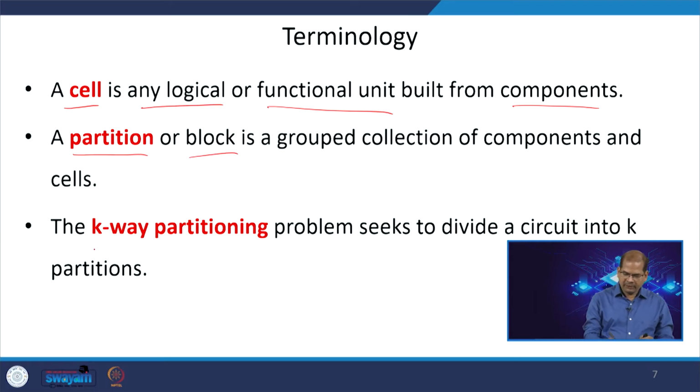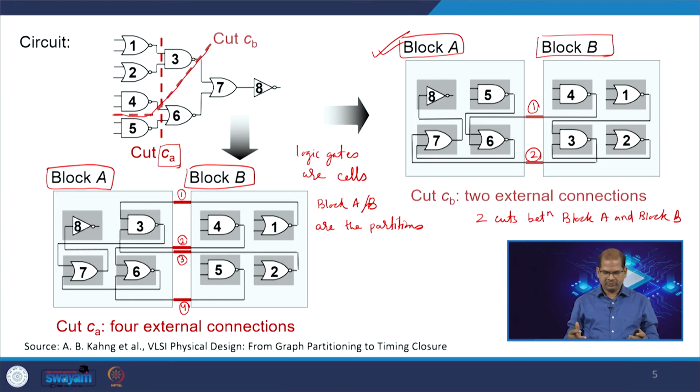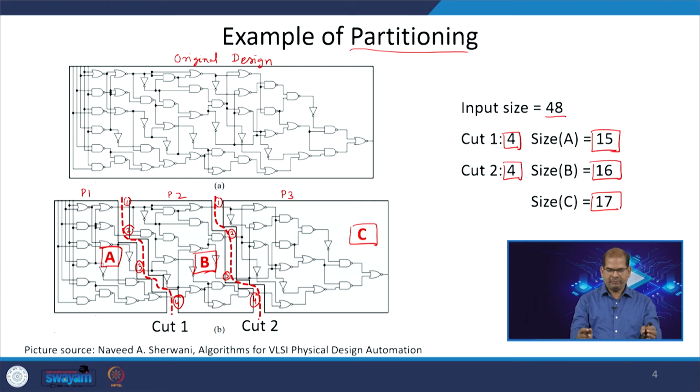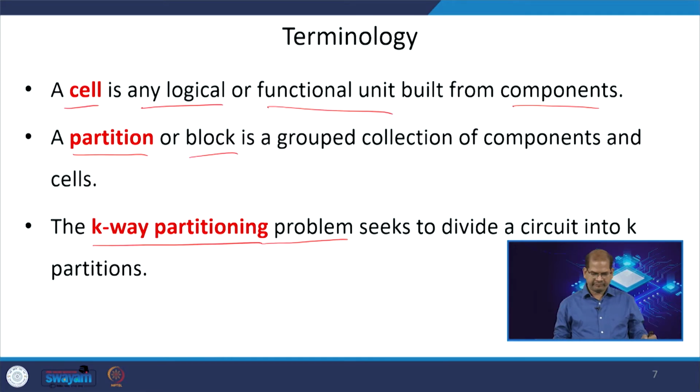Now we have the K-way partitioning problem. Basically, let us say I have a very big module. For example, on this slide, I have a very big design and I divide it into 3 partitions. So, it is a 3-way partition. P1, P2, P3 are the 3-way partition, and if I have K blocks, that is a K-way partition. So, the partitioning problem divides the overall block into K partitions, where K can be anything greater than or equal to 2.